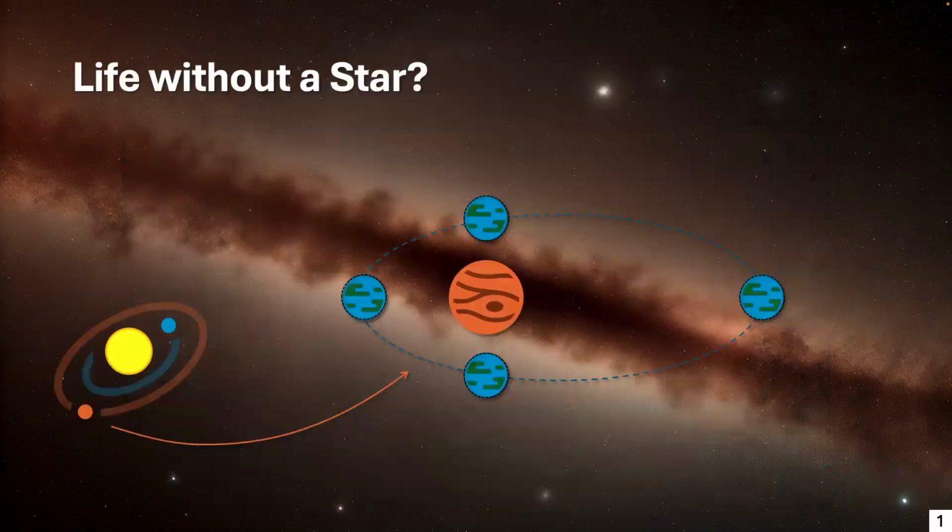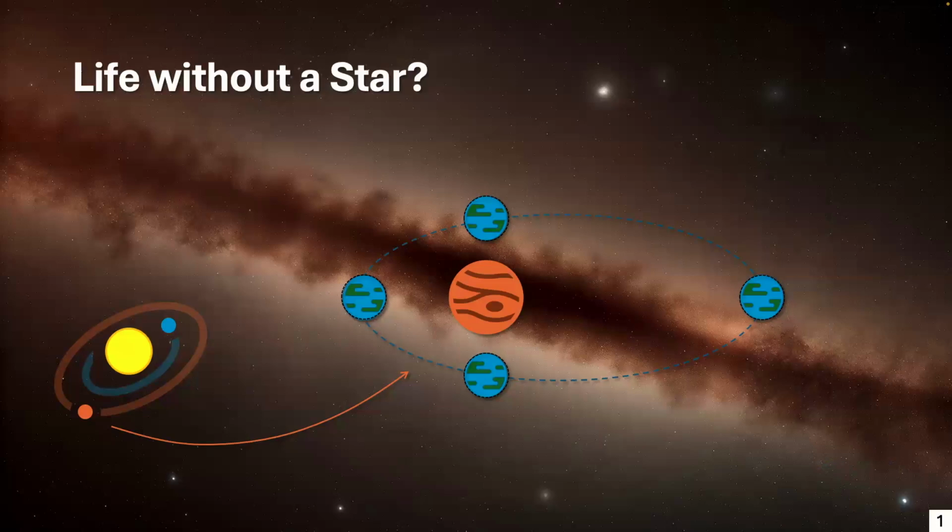And similar to me, when I first started the project, you may ask yourself, what, life without a star? How should that even work? But yeah, it can maybe work. So as we learned already yesterday and today also, a lot of the free-floating planets actually get ejected out of a planetary system.